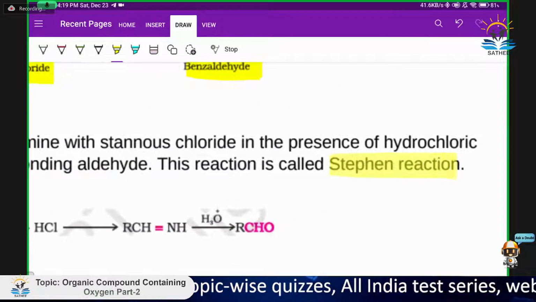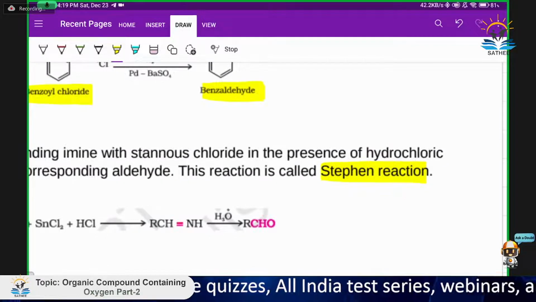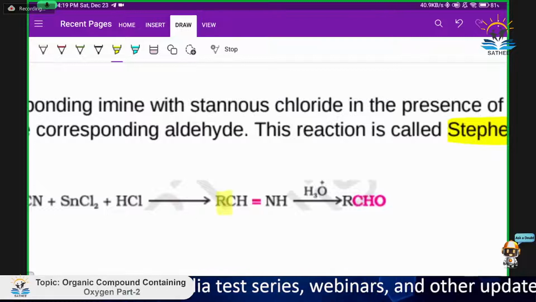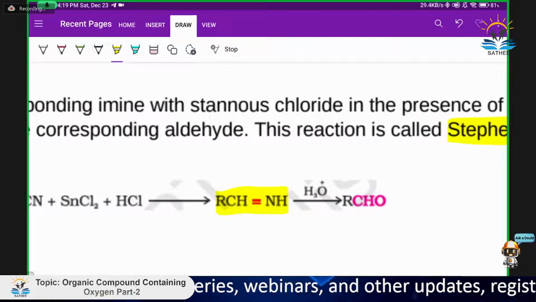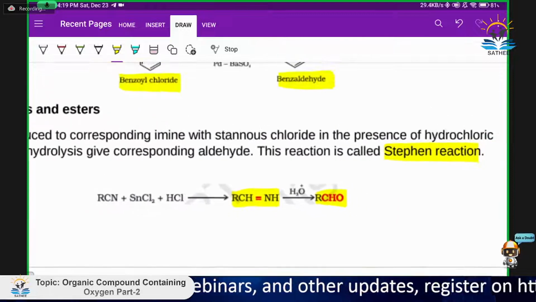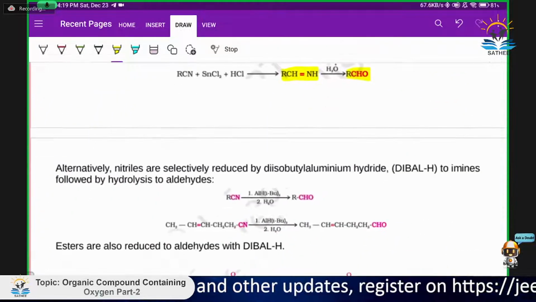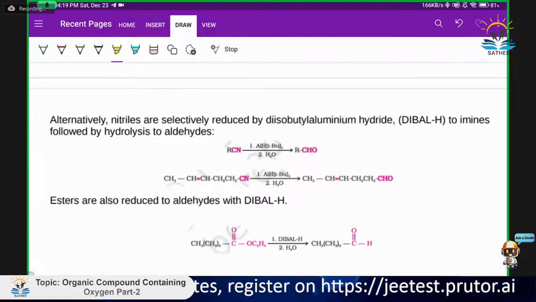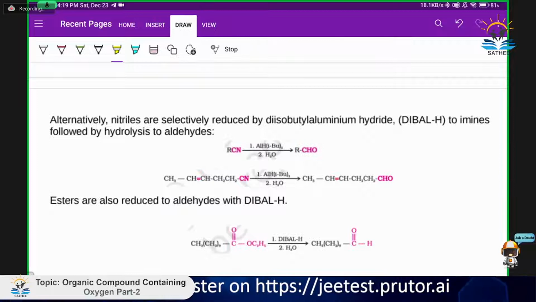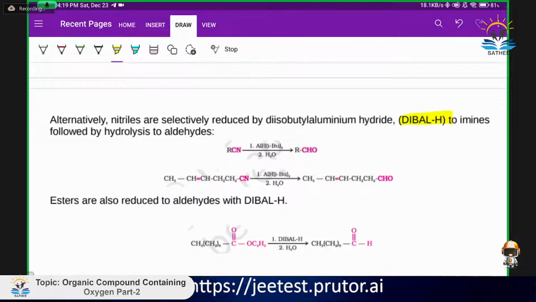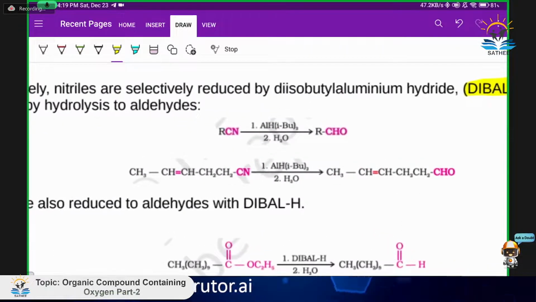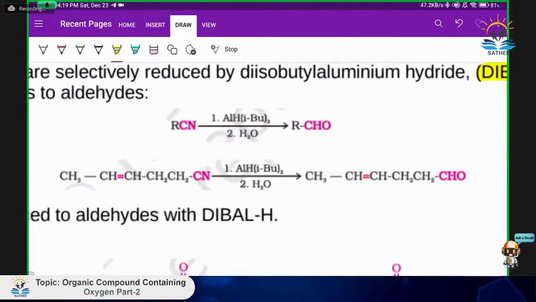So what is happening? We are reacting nitrile with SnCl2 and HCl and we get the corresponding imine. When we hydrolyze it, we get the aldehyde. This reaction is known as Stephen reaction. Alternatively, nitriles are selectively reduced by diisobutyl aluminum hydride, or we simply call it DIBAL-H, to imines, followed by hydrolysis to aldehyde. So here also same thing is happening. We will get the corresponding imine, and when we hydrolyze it, we get the aldehyde.